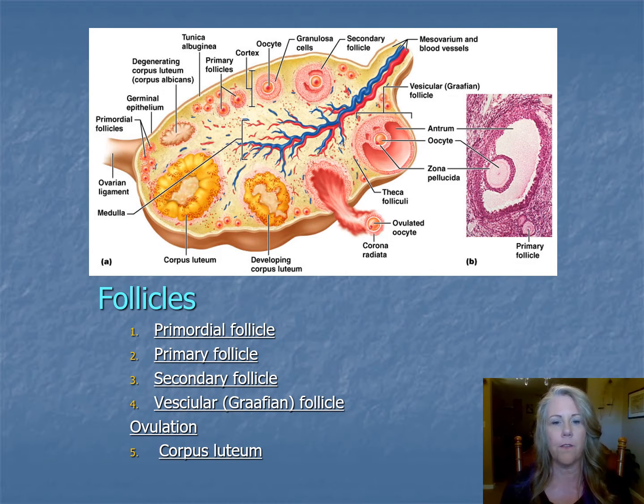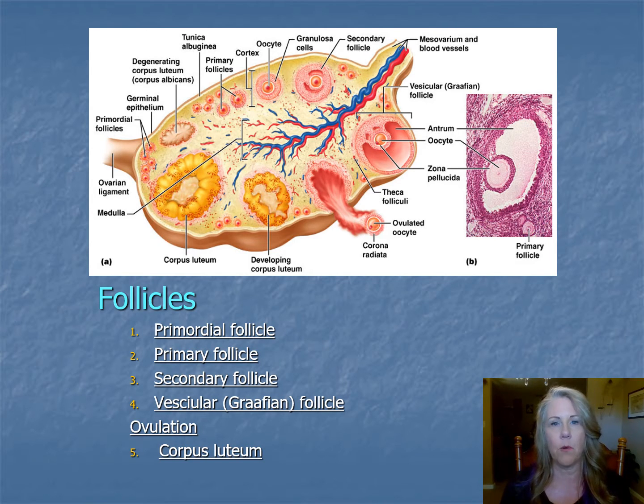Primordial follicles are very, very tiny. The tiniest ones that you're going to see on that picture. Look over to the left. So the primordial follicles will develop into primary follicles, from the primary follicle into a secondary follicle, and we're going to talk about some of these. Then from a secondary follicle into what we call a vesicular follicle. An older term for this would be Graafian follicle.